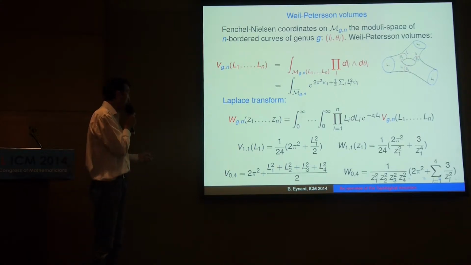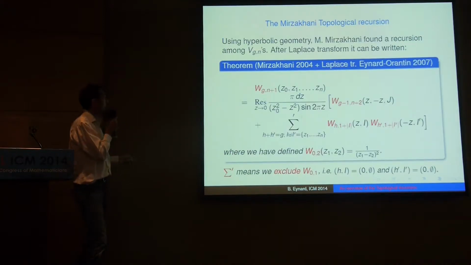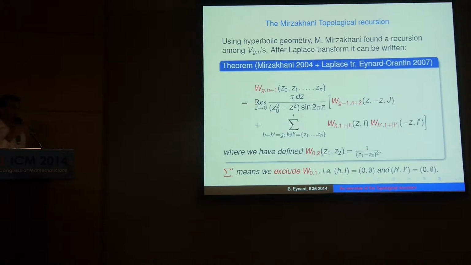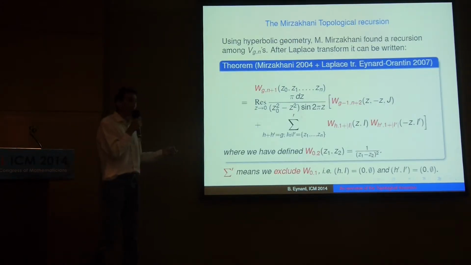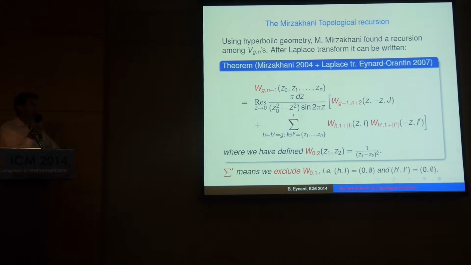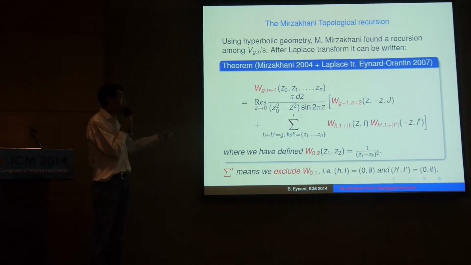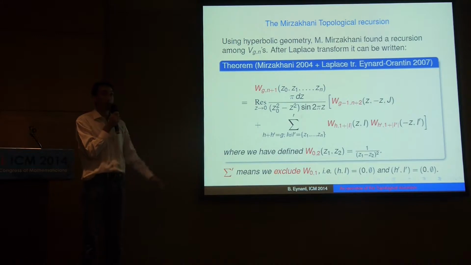Okay, so let me now tell you what the recursion is. Mirzakhani's recursion is written in terms of the volumes, but here I write it in terms of the Laplace transform. You have probably not seen that equation last week; you have seen the Laplace transform version. It's a recursion which gives W_{g,n+1} in terms of the W's with smaller genus or smaller number of boundaries.